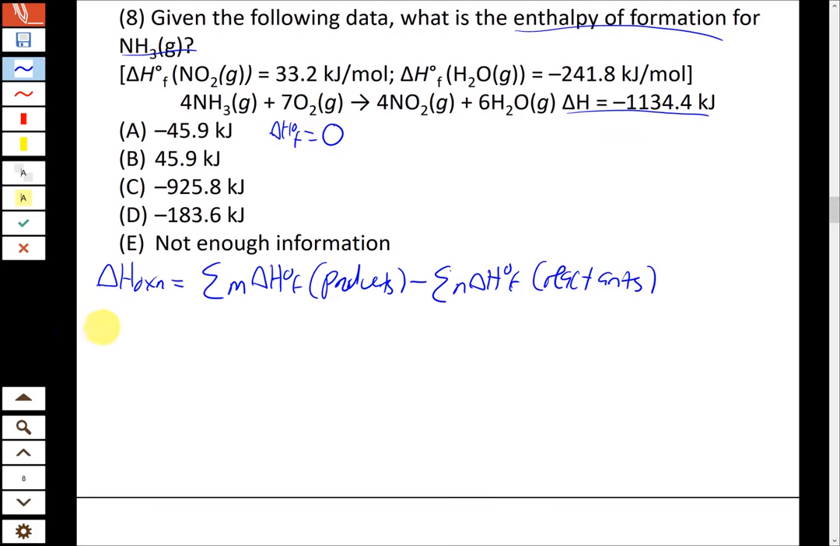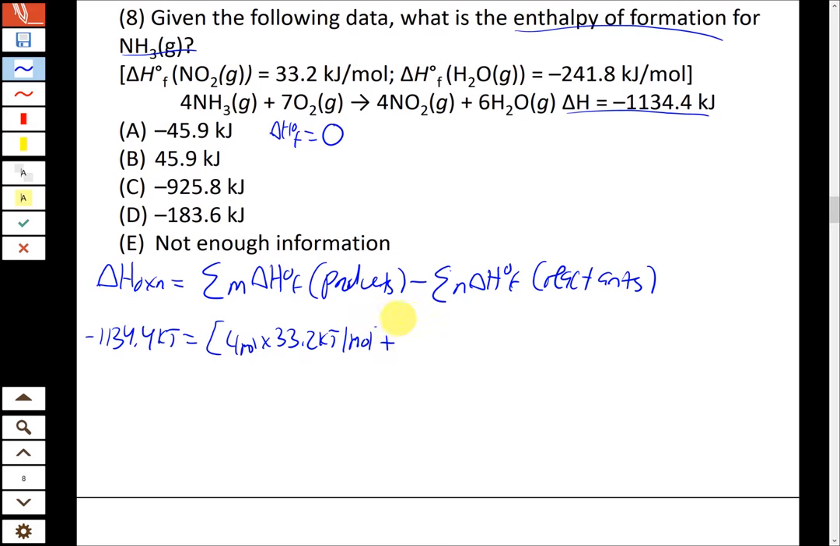So putting the numbers in, the delta H for our reaction is minus 1134.4 kilojoules, and that's going to be equal to the sum of the products minus reactants. So on the product side, we have 4 NO2s, so we're going to take 4 times its delta H of formation, technically 4 moles, because there's 4 moles of product, and then delta H of formation for that product is 33.2 kilojoules per mole.